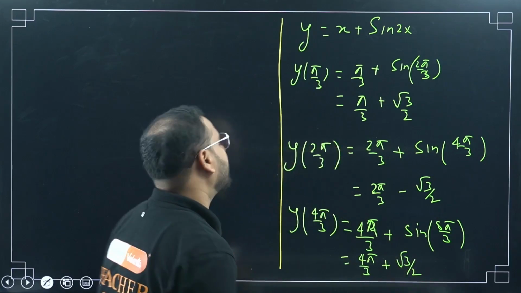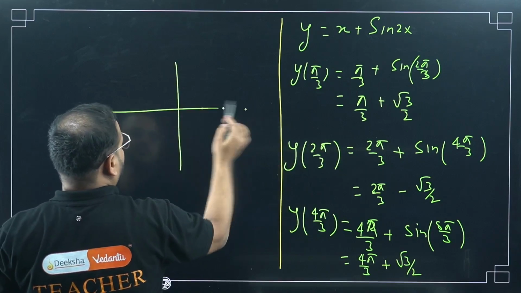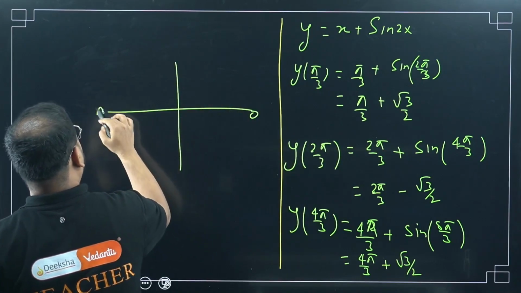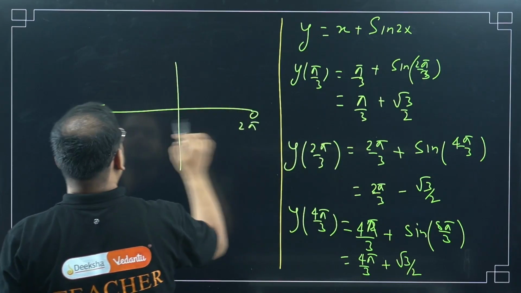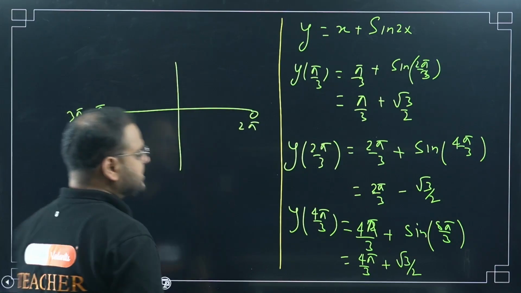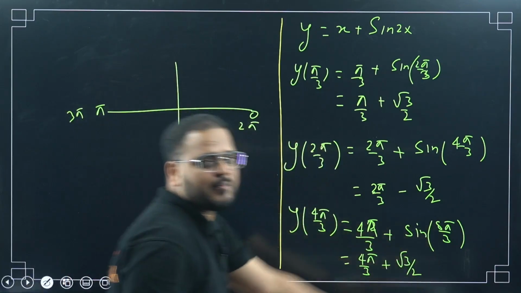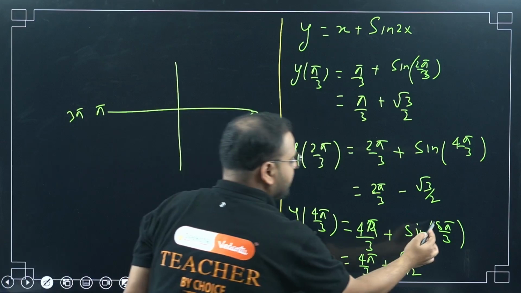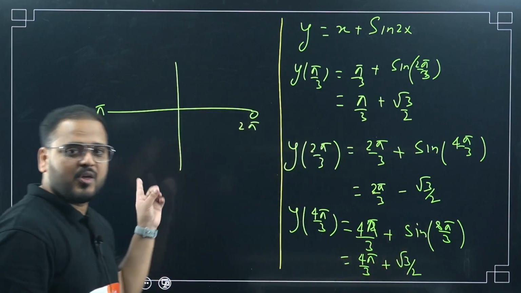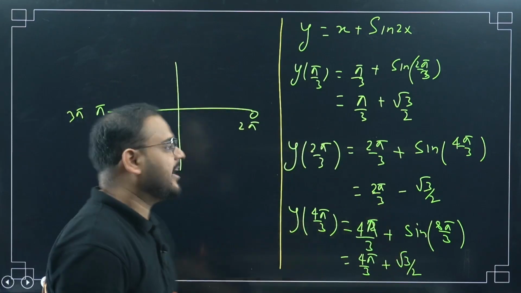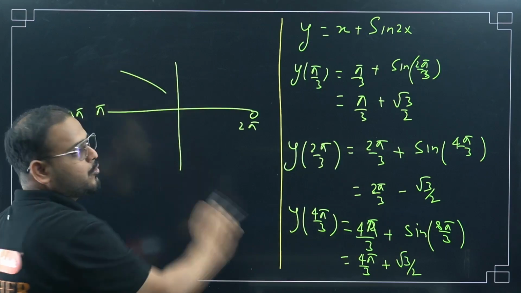Think about it. 0, pi, 2 pi, 3 pi. Is this angle 8 pi by 3 less than 3 pi or more than 3 pi? If it was 9 pi by 3, it will be 3 pi. So 8 pi by 3 is less than 3 pi. Which quadrant? Second quadrant only, sir.